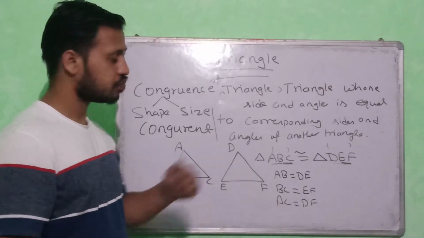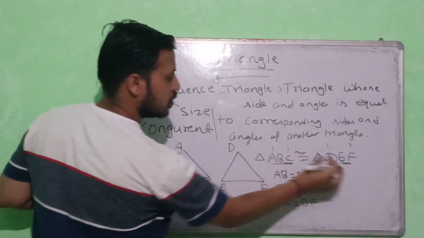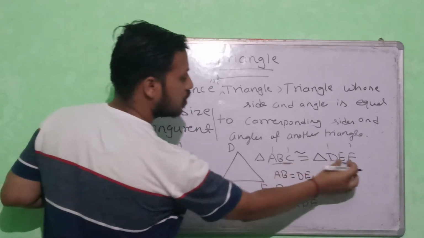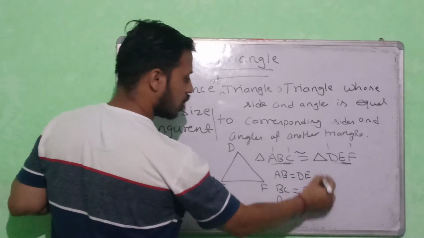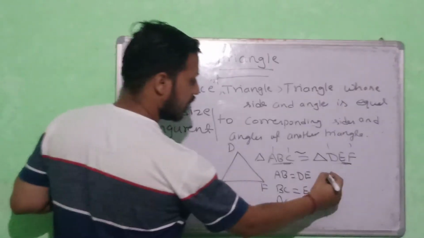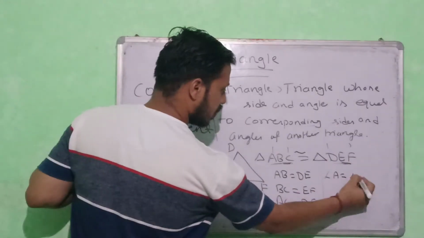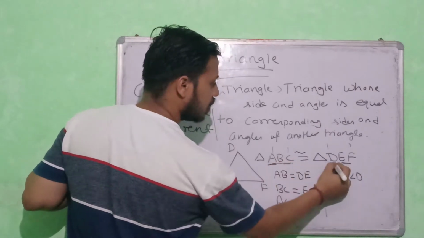Corresponding sides: AB corresponds to DE, BC to EF, and AC to DF. Now we will talk about corresponding angles. Angle A equals angle D.